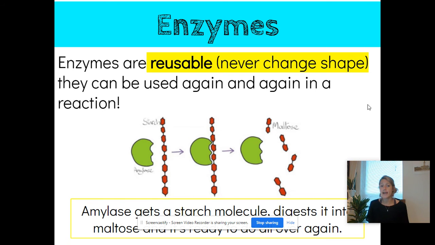Our next property of enzymes is that they are reusable. The green object that you see in this picture represents the enzyme. The enzyme in this picture is showing starch being broken down into maltose. Remember, ose is a sugar. As you see, the shape of the enzyme does not change. Therefore, it can be reused again and again and again.